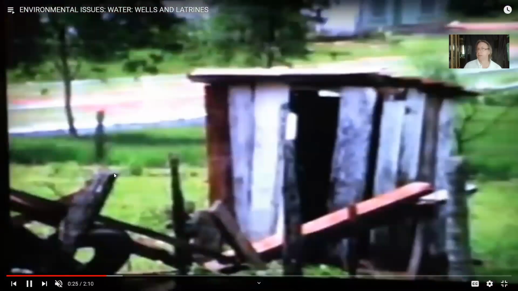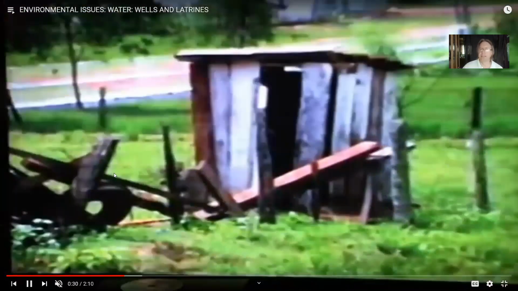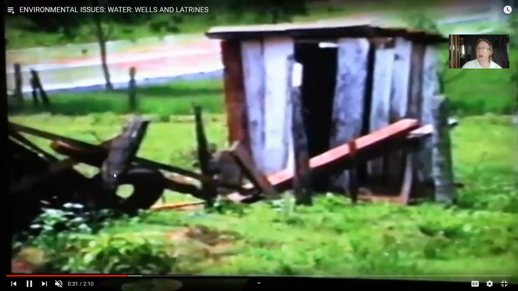And I had Giardia, which I kept for the better part of 2 years. That was the latrine that I used. Obviously, it's in disrepair. But notice how close that is to the well.